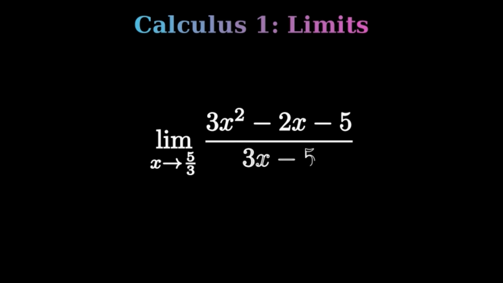We're looking at calculus 1 limits. Let's get started. Okay, so we're going to take the limit as x approaches 5/3 of 3x squared minus 2x minus 5 over 3x minus 5.